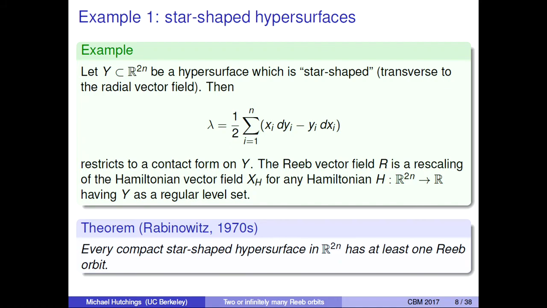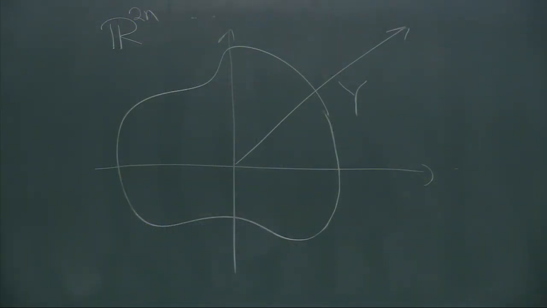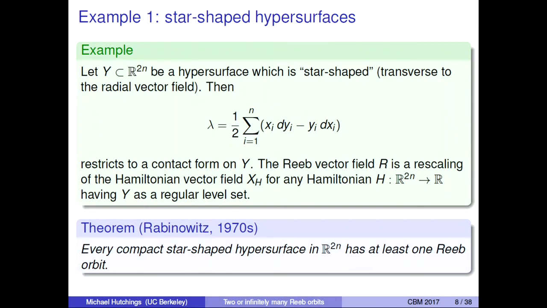So if you restrict this to Y, then it's a contact form. And you can also check that the Reeb vector field in Y is the same as the Hamiltonian vector field for any Hamiltonian having Y as a level set, up to scaling. So for star-shaped hypersurfaces, the periodic orbits of the Hamiltonian vector field on there are a special case of Reeb orbits. And sort of the starting point for what I'll talk about today is a theorem of Rabinowitz, who proved that every compact star-shaped hypersurface has at least one Reeb orbit.